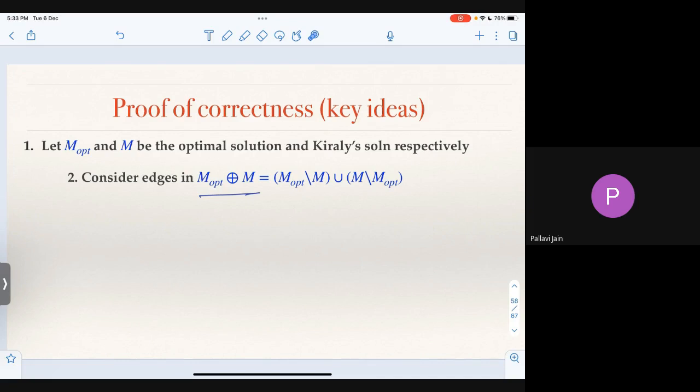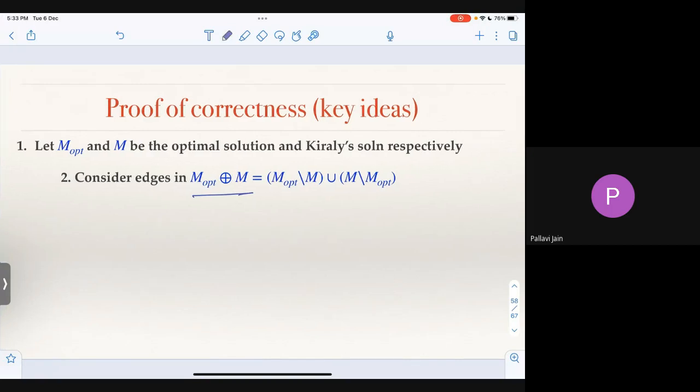At most 2. So what can we say about graphs on vertices that have degree at most 2? Cycles and paths. Here also the same thing, cycles and paths. What kind of cycles and what kind of paths? See, the edges only come from M opt or M. They don't come from the intersection. So the cycles and paths consist of alternating cycles or alternating paths. Every cycle must be of even length, because this is M opt minus M, M minus M opt. You have an equal number of edges, or you have paths.